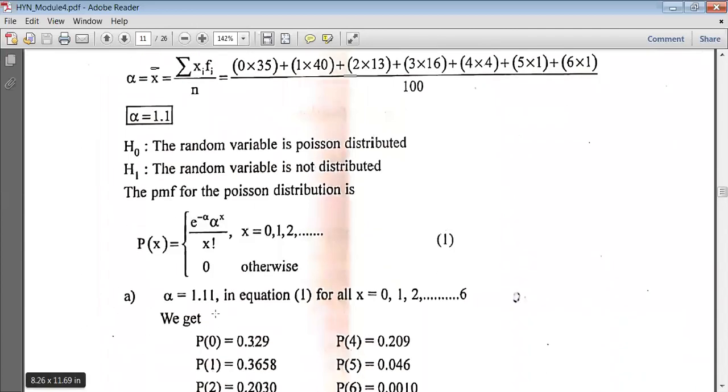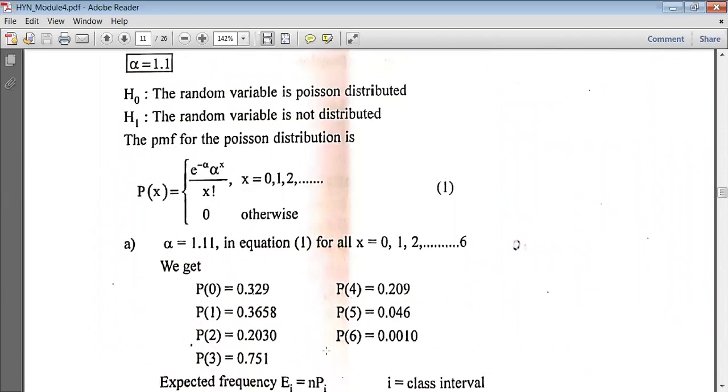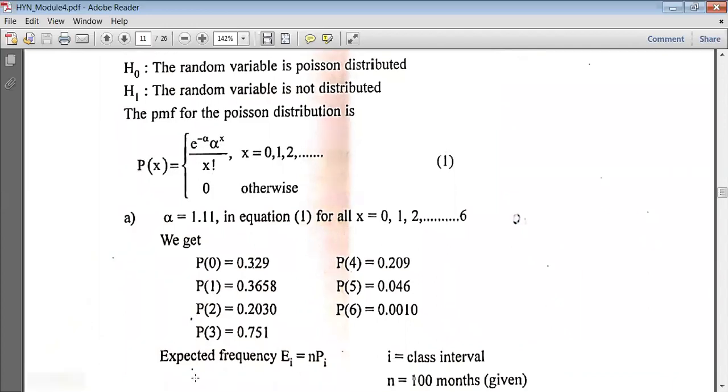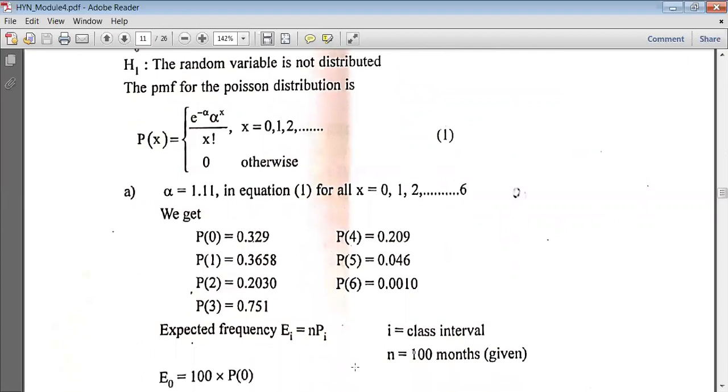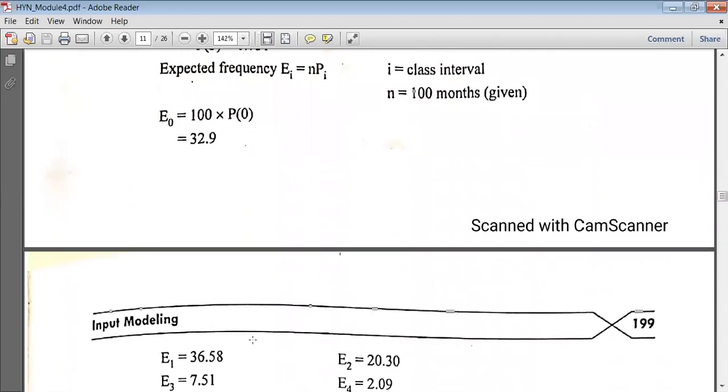So probability at 0 is e power minus 1.1, 1.1 to the power of 0 divided by 0 factorial. Like this, you have to calculate P of 0 to P of 6. Then use the formula for expected frequency: Ei is equal to n into Pi. Use this formula and calculate all the Ei values.